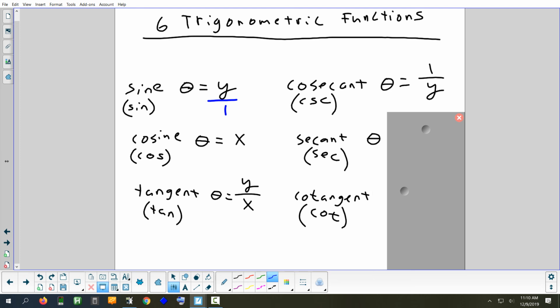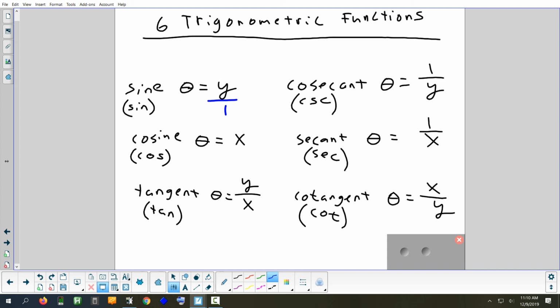What do you think the secant is? 1 over x. The tangent is the y value divided by the x value. So what do you think the cotangent is? X over y.